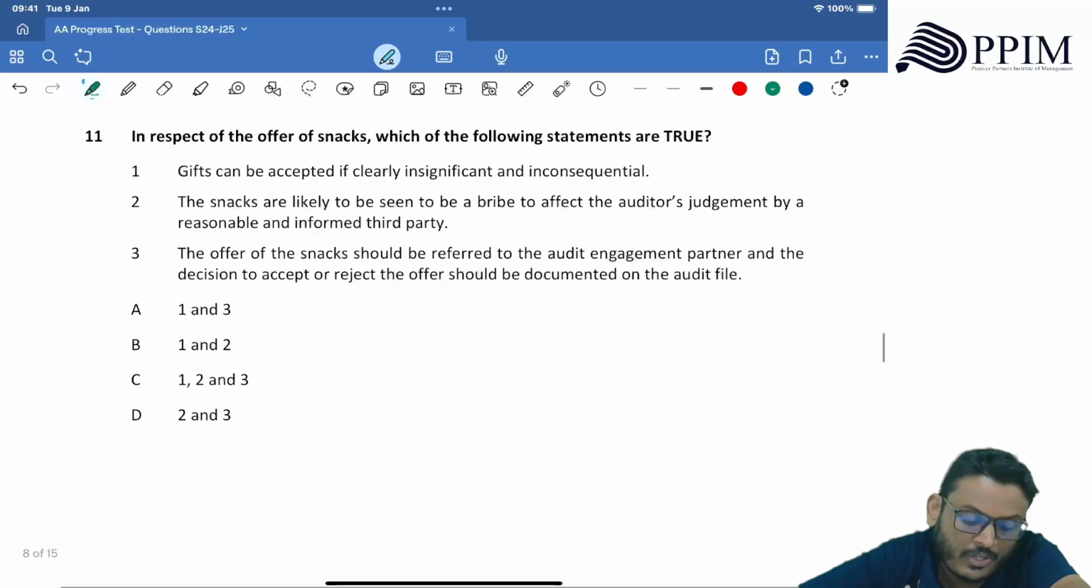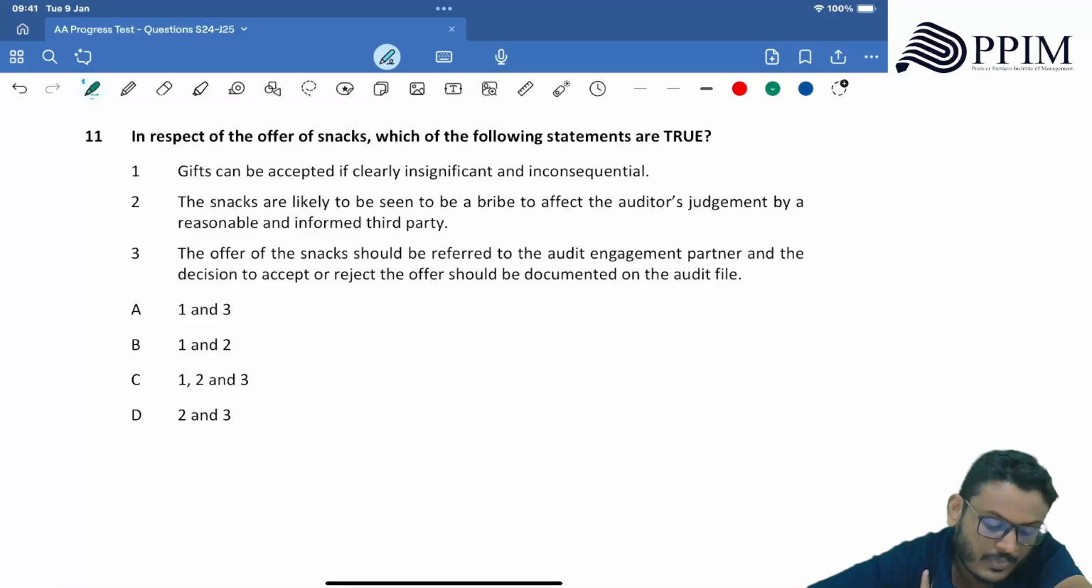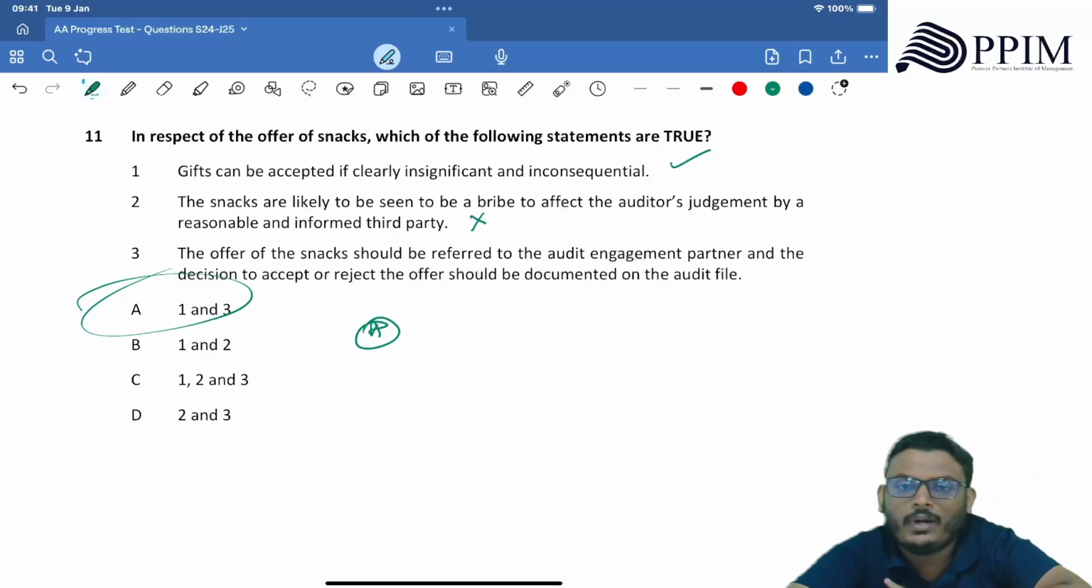In respect of the offered snacks, which of the following statements are true? Gifts can be accepted if insignificant. That is correct. Risk can be bribed. No. The offer needs to be referred to the originating partner and the decision to accept or reject the offer should be documented on the audit file. The correct answer is A, 1 and 3.